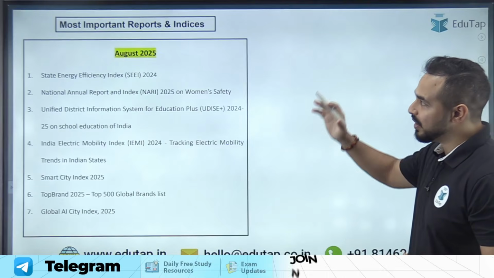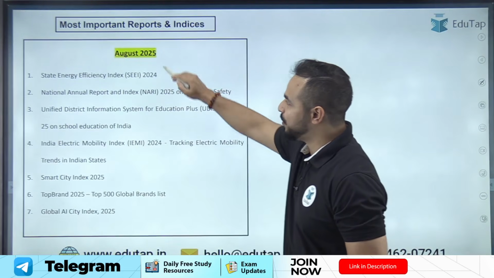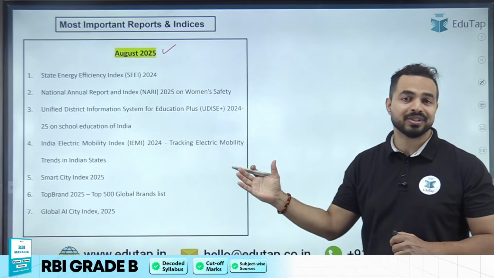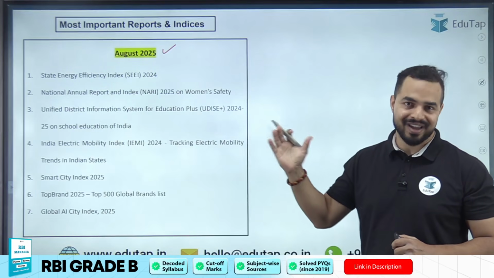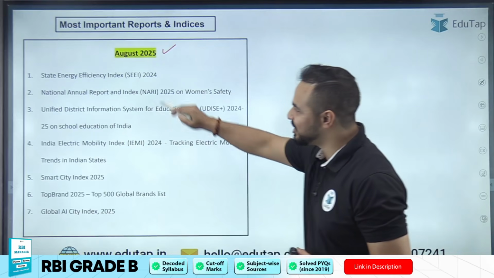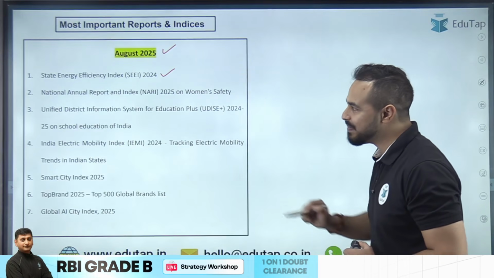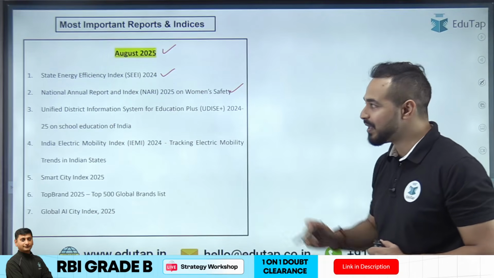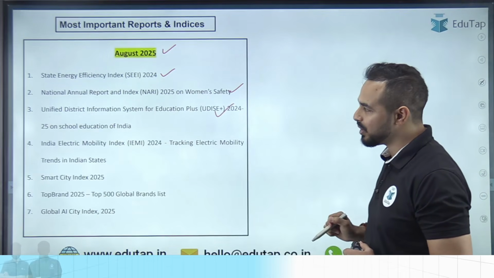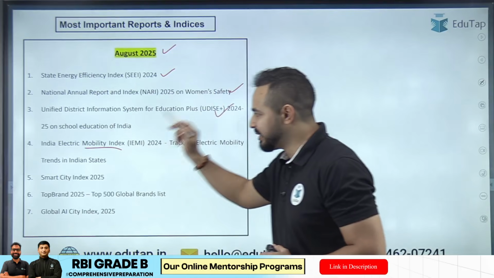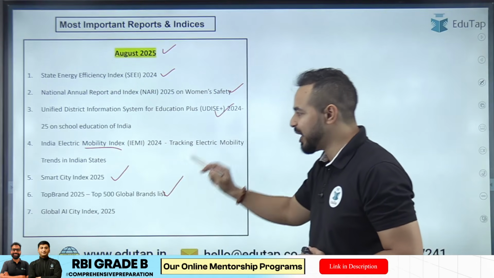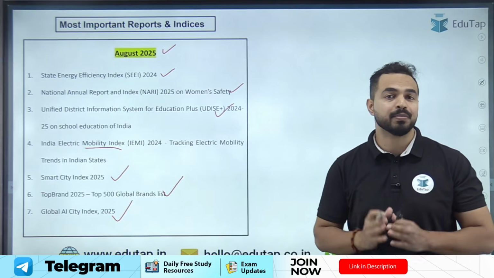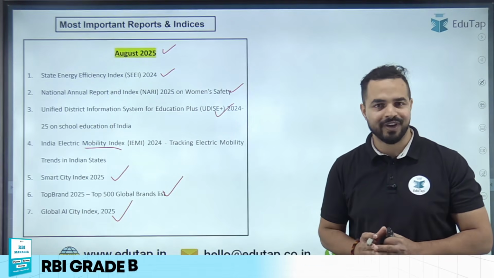So you can see here the reports and indices which were released in the month of August 2025, which are the most important ones. So please make sure that these reports are on your study radar, right? These include State Energy Efficiency Index 2024 released recently, National Annual Report and Index 2025 on Women's Safety, UDIAC Plus 2024 report, India Electric Mobility Index, Smart City Index, Top Brand 2025, and the Global AICT Index 2025.